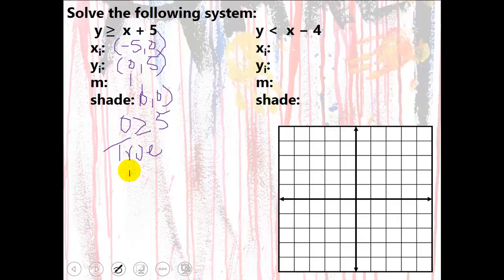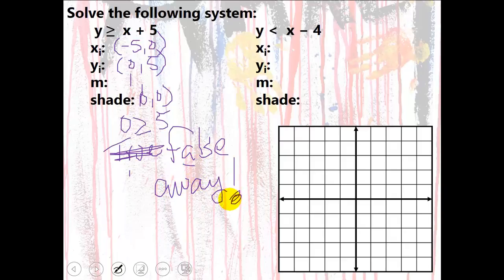Is 0 greater than 5? Oh, that's false. My bad. False. It's getting late. So I'm going to shade away. Okay, so I would get here, and I would get here, and I'm going to make a solid line connecting those two. There's my boundary line, and I'm going to shade away.